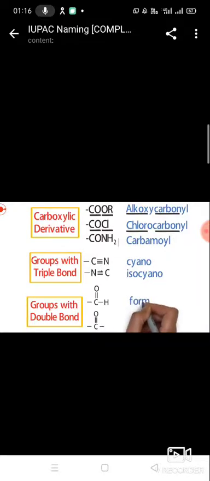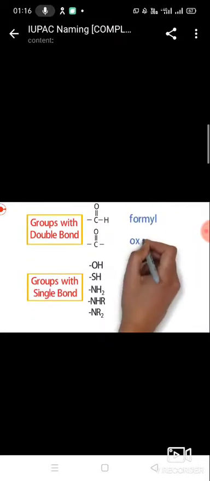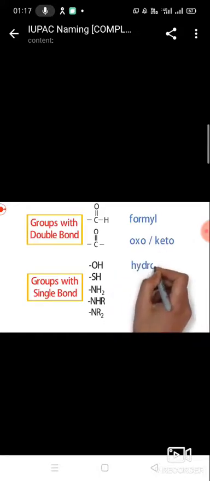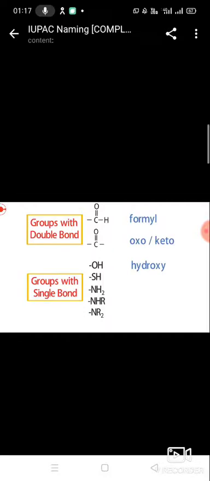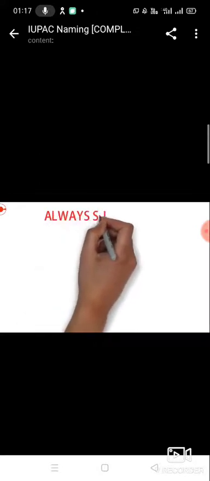C triple bond N means cyano. N triple bond C means isocyano. CHO means formyl group. CO means oxo or keto group. OH is hydroxy. SH is sulfanyl. NH2 is amino. NHR is alkylamino. NR2 is dialkylamino. So these are all the words. Definitely you have to practice what type of suffix and prefix should be added.